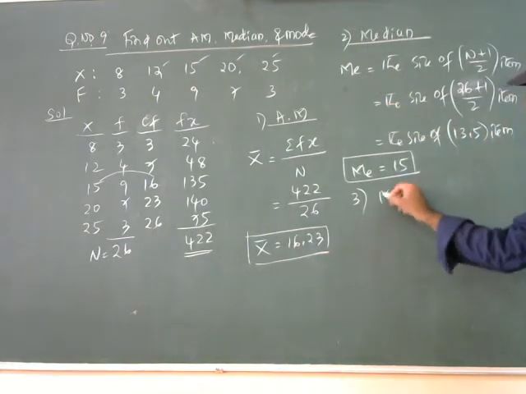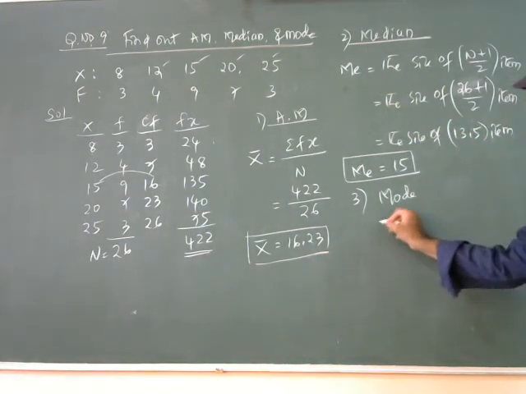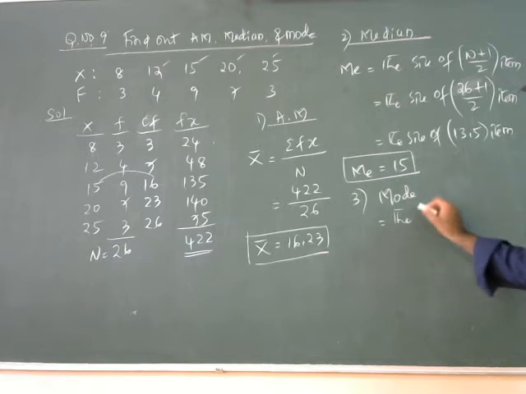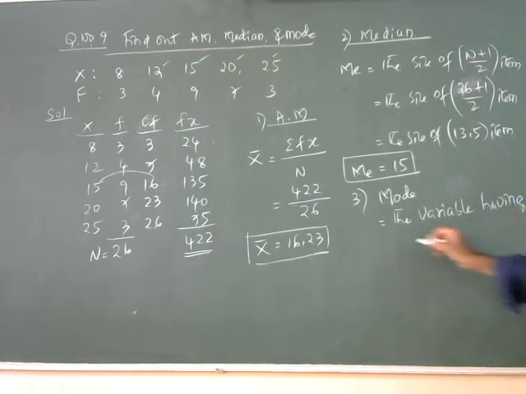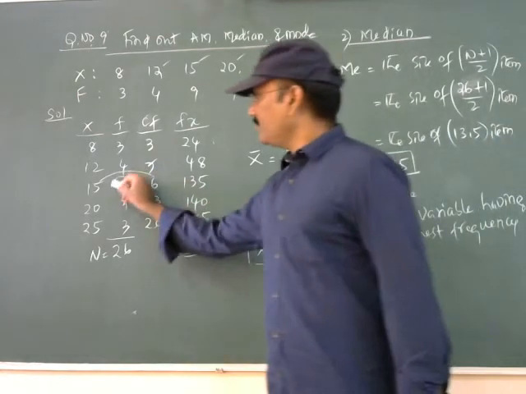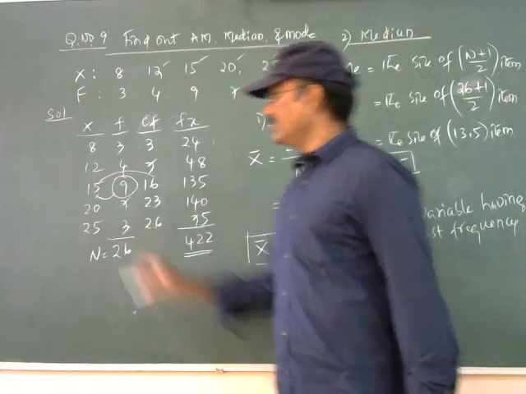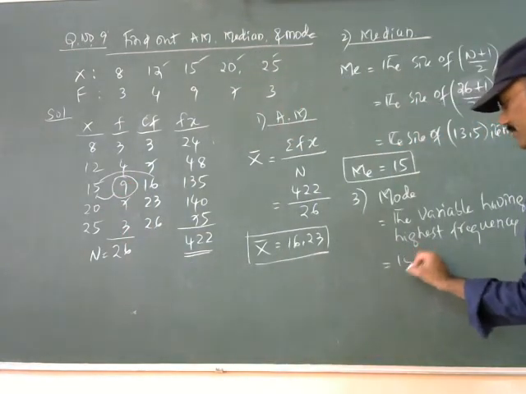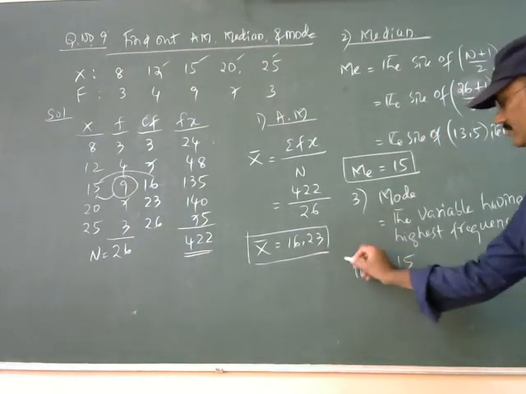Which formula? Mode equals the variable having the highest frequency. Which is the highest frequency here? The 9 is the highest frequency in the problem. See, the highest frequency is 9. Its variable is how much? 15. So 15 is your mode.